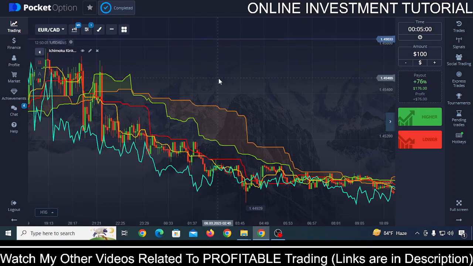I hope this explanation was helpful for you, and you can easily start to use Ichimoku Cloud Indicator.